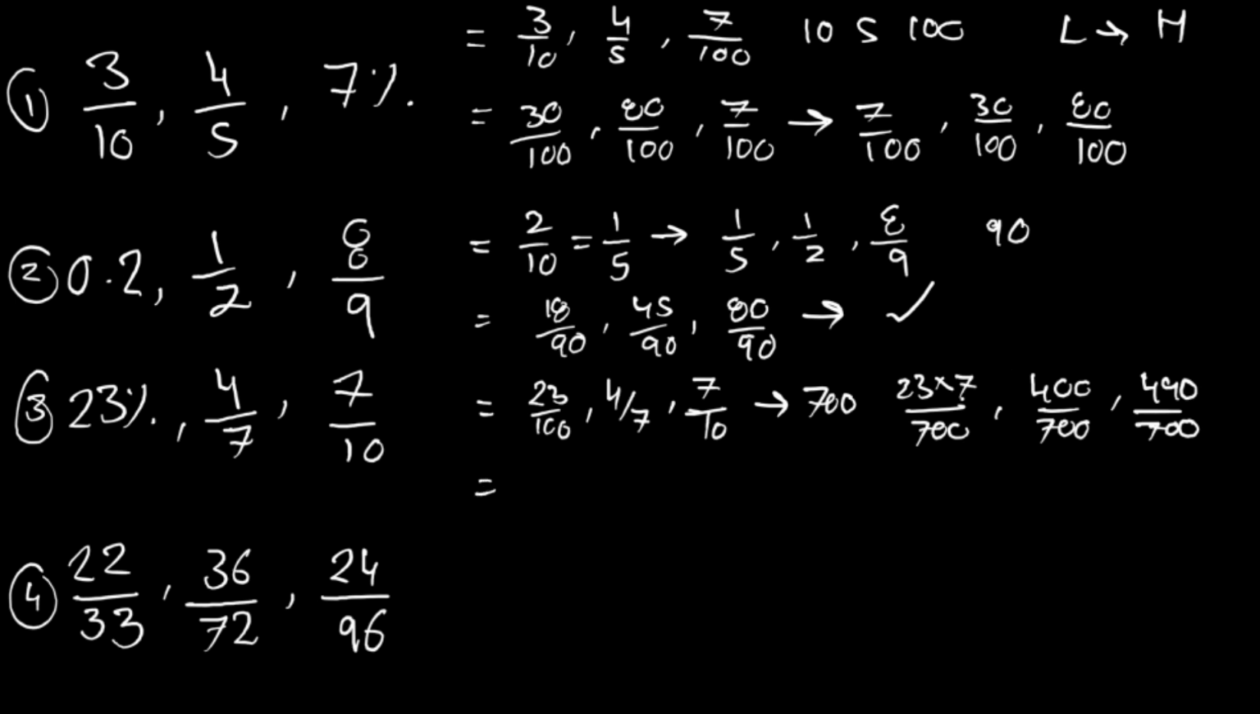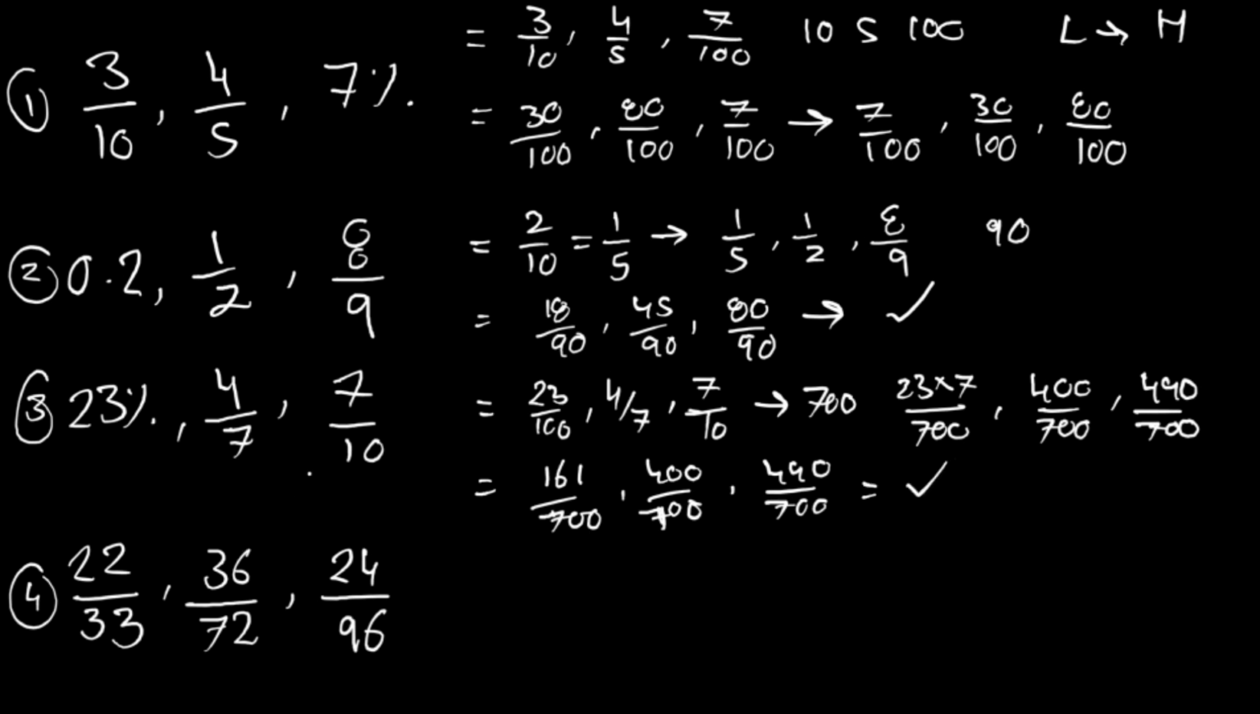So 23 times 7 is 140, 161, 161 over 700, and 400 over 700, and then 490 over 700. Put them in order and you'll get your answer.